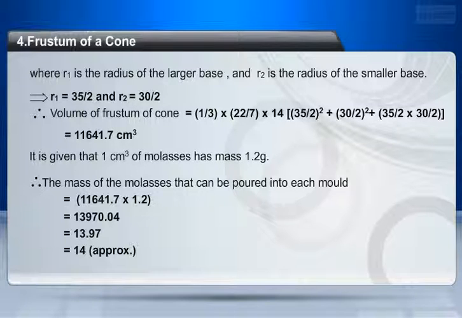On substituting the values of π equals 22/7, h equals 14 centimeters, R1 equals 35/2, R2 equals 30/2, in the volume of frustum of cone formula, that is, π/3 × h (R1² + R2² + R1 R2), we get volume of frustum of cone equals 1/3 × 22/7 × 14 × ((35/2)² + (30/2)² + 35/2 × 30/2). On simplification, we get volume of frustum of cone equals 11,641.7 centimeters cube. It is given that 1 centimeter cube of molasses has mass 1.2 grams. Therefore, the mass of the molasses that can be poured into each mold equals 11,641.7 × 1.2. This is equal to 13,970.04.